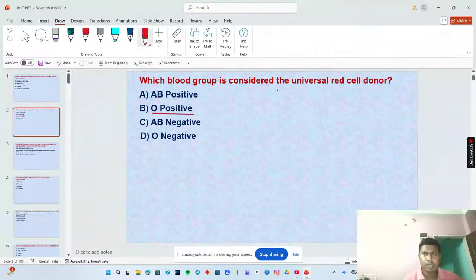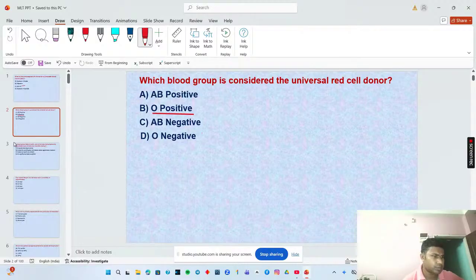Which blood group is considered the universal red cell donor? It is O positive, because in blood group O, neither A antigen is present nor B antigen is present. So it can donate blood, since A antigen and B antigen both are absent. Therefore, it can donate blood to anyone.